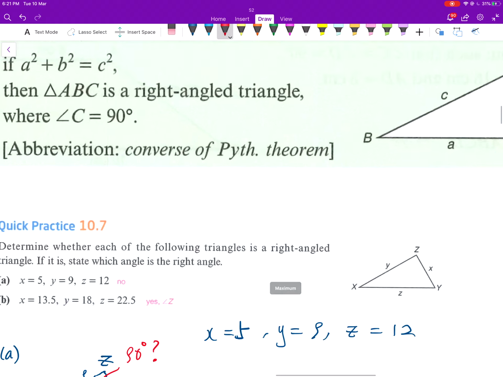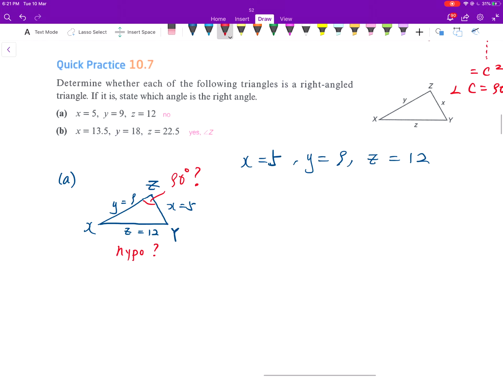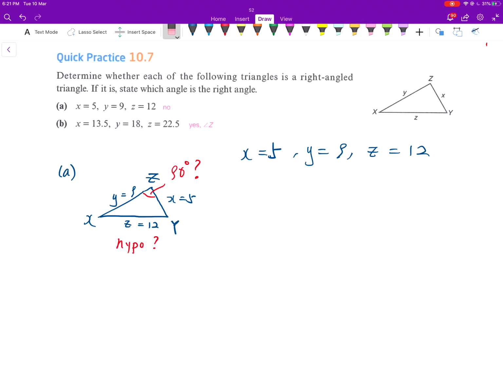Okay, let's have some examples on quick practice 10.7. Determine whether each of the following is a right angle triangle, and state which angle is the right angle. Pay attention to the keyword determine. That means the answer can be yes or no. You need to judge whether it is correct or incorrect. So let's take a look at the example.